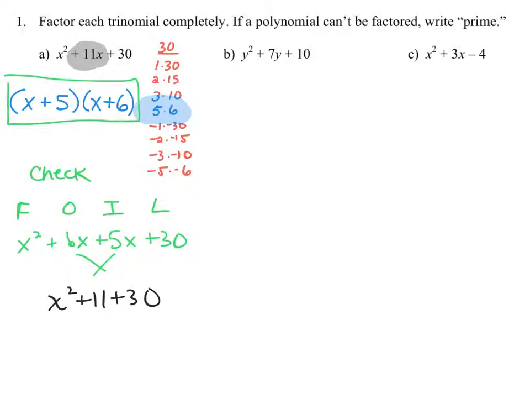So we know that that was what we started off with, x squared plus 11x plus 30. So the answer in factored form is one factor of x plus 5 and the other factor of x plus 6.